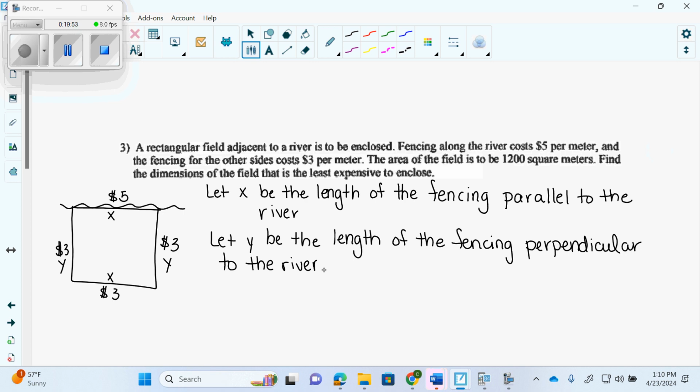So that would help us get the perimeter, right? The perimeter would be 2y's plus 2x's, technically, if we want to think about it that way. But we have to put cost on those. So we're going to get a cost equation. Here it says the area of the field is to be 1,200 square meters. So I do know that the area equals what of a rectangle? What's my length and width in this one? X and Y. So I have 1,200 equals X times Y.